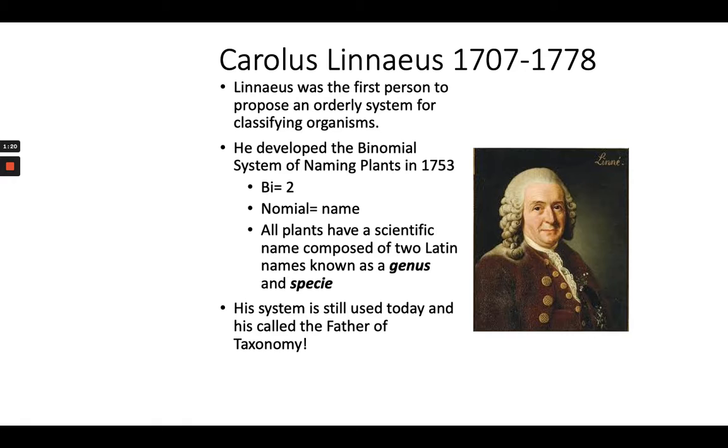And Carlos Linnaeus, you guys have definitely heard him before. He was the first person to propose an orderly system for classifying organisms, although you probably didn't know that part about him. He developed the binomial system of naming plants in 1753. The prefix bi means two. Think of a bicycle, has two wheels. Nomial means name, so to name. All plants have a scientific name composed of two Latin names, known as the genus and the species. His system is still used today, and he is called the father of taxonomy.